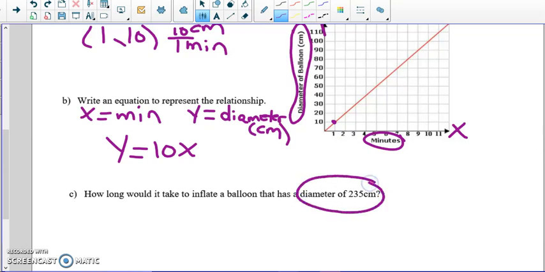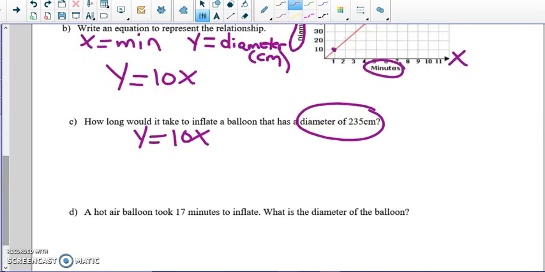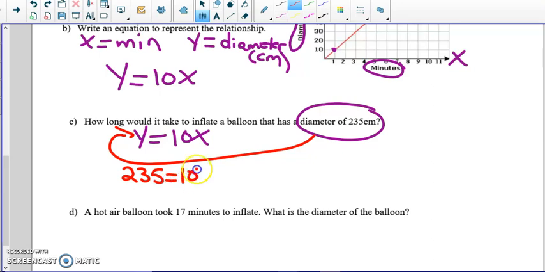Diameter is 235. So I know my equation is y equals 10x, and in my equation, the y variable represents the diameter. So I am going to substitute 235 into my equation, and so I'm going to replace the y. So it becomes 235 equals 10x.